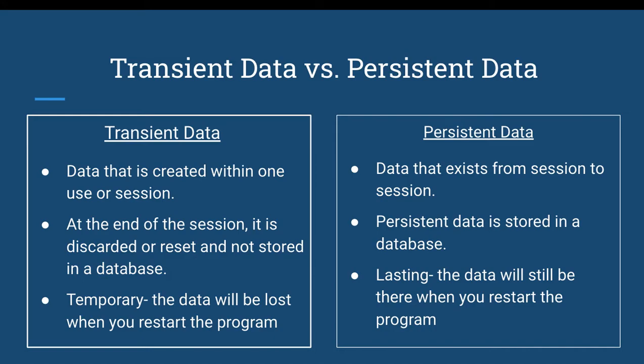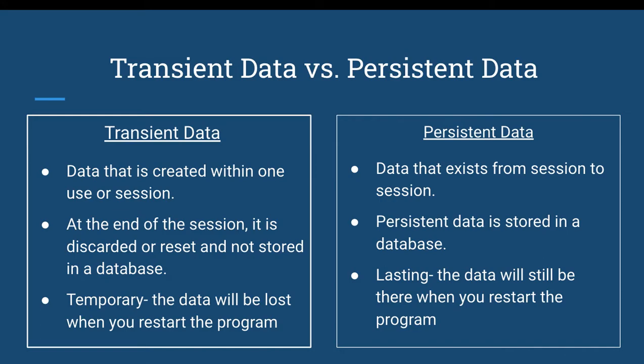So in short, if you're thinking about these two concepts, transient data versus persistent data, transient data is data that is temporary. It's essentially like short-term memory. It's created in one use of an app, and when you close the app or shut down your program, that information goes away. It's not stored anywhere. It doesn't get stored in any sort of long-term memory. So the data is temporary and it's lost when you restart the program.